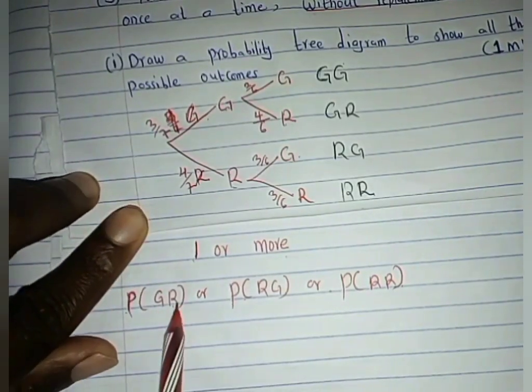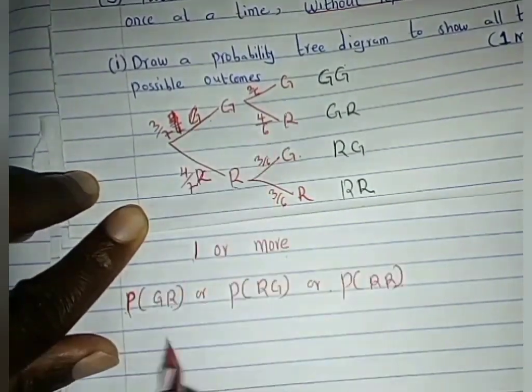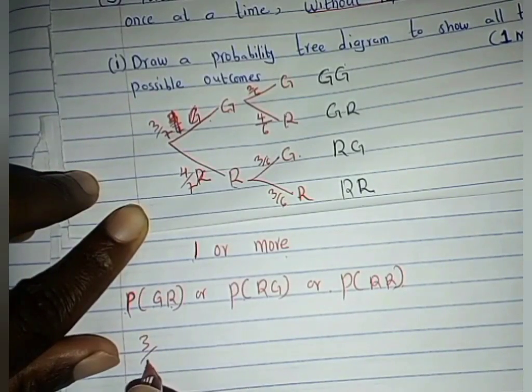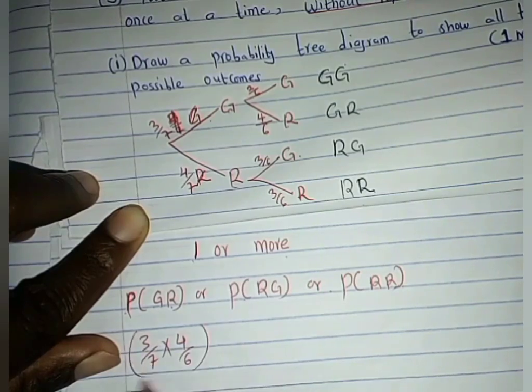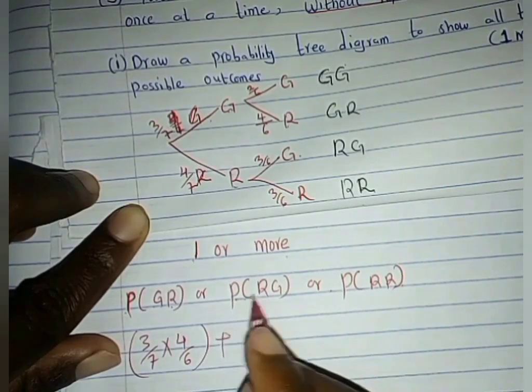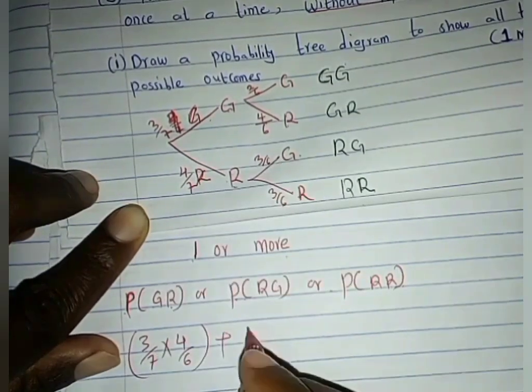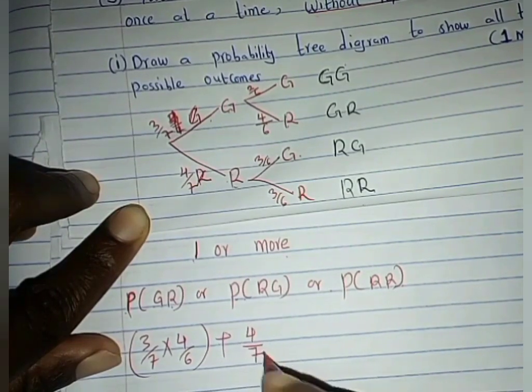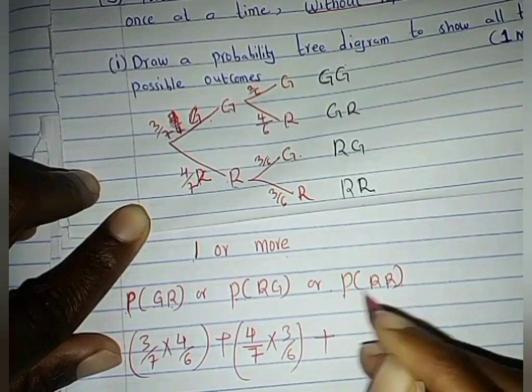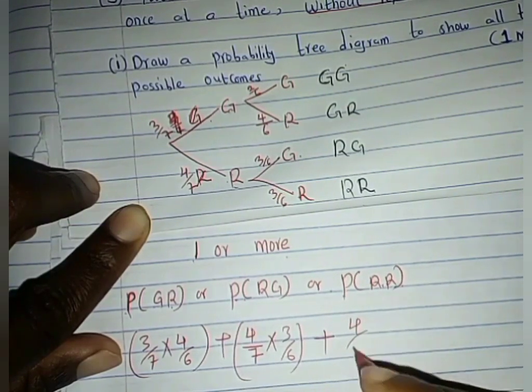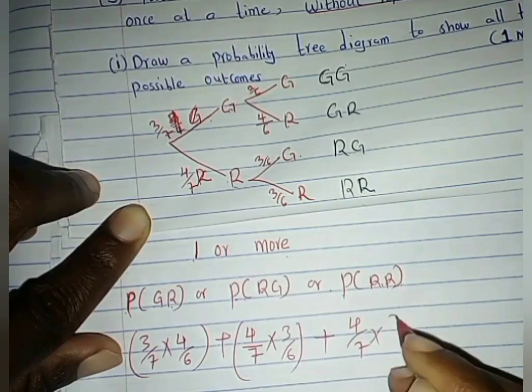The probability of picking a green then a red is 3 out of 7 multiplied by 4 out of 6, plus the probability of picking a red then a green, which is 4 out of 7 multiplied by 3 out of 6. Then you add the probability of picking a red then a red, that is 4 out of 7 and 3 out of 6.